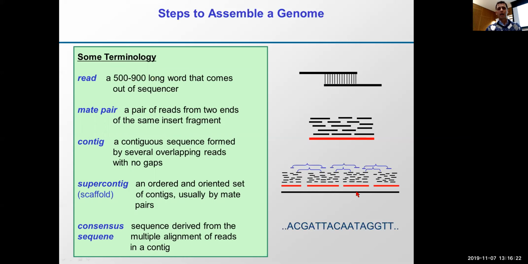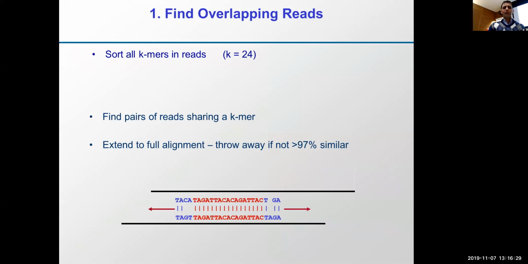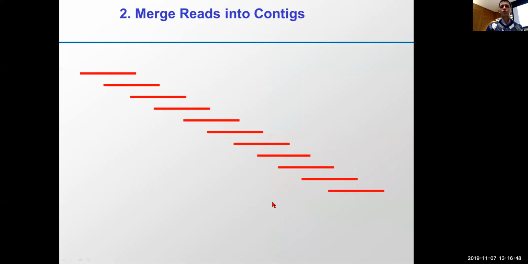A super contig or a scaffold is what you get after, and the consensus sequence is what you produce at the end. Okay. So how do you find overlapping reads? You could basically sort all of the k-mers in your reads. You can find pairs of reads that share a k-mer, and then extend to the full alignment, and then throw away if they're not very similar, because it basically means that you have some other part of the genome that you're now assembling. How do you merge the reads?